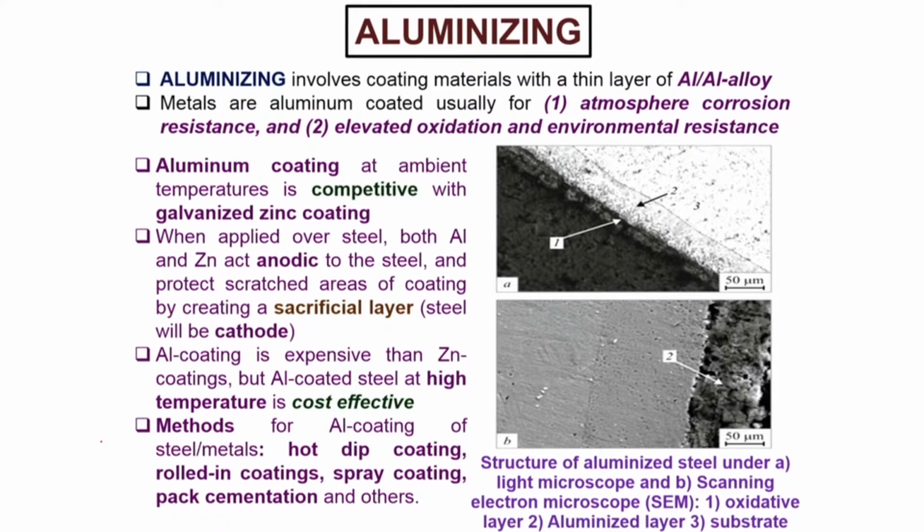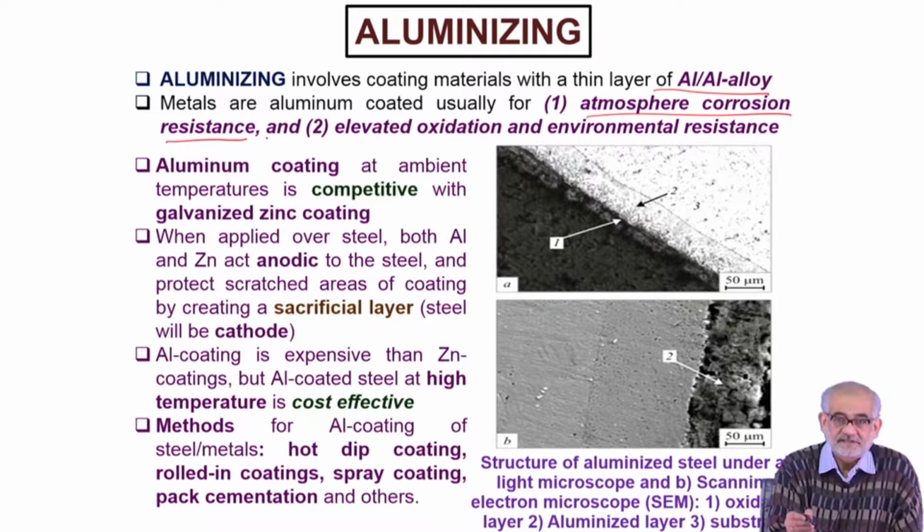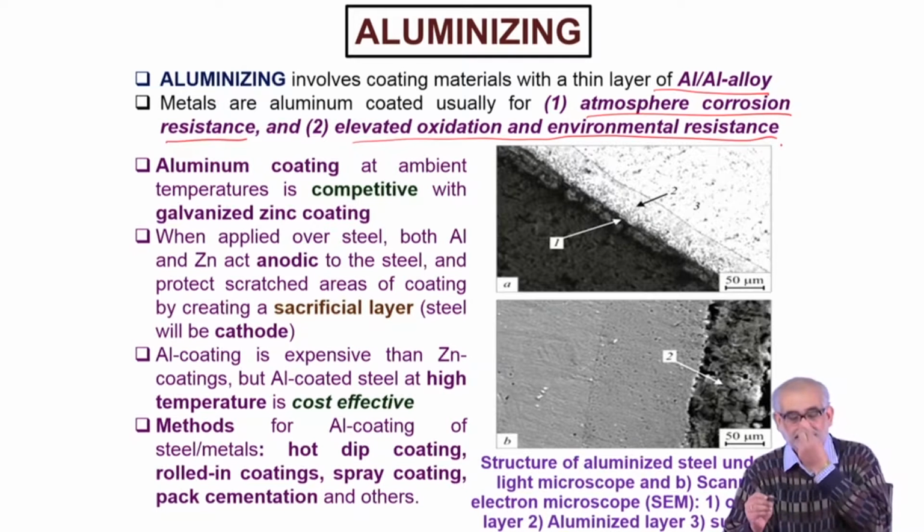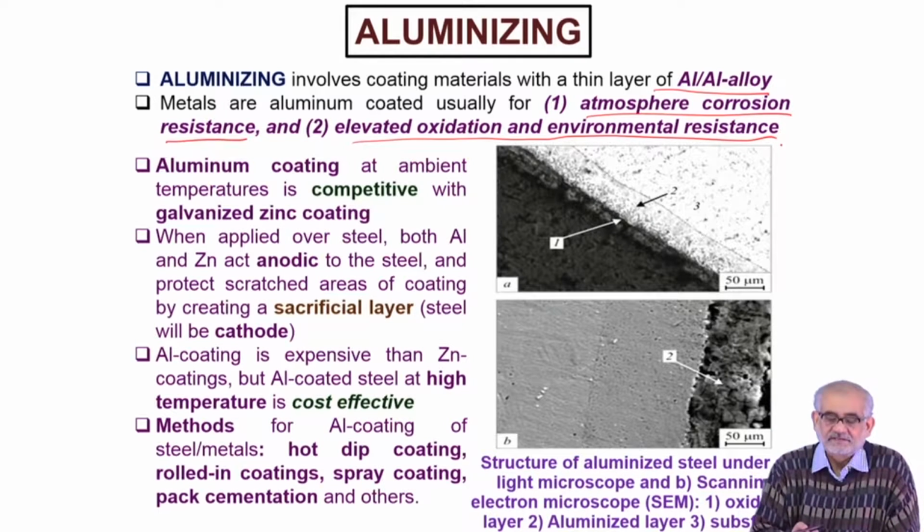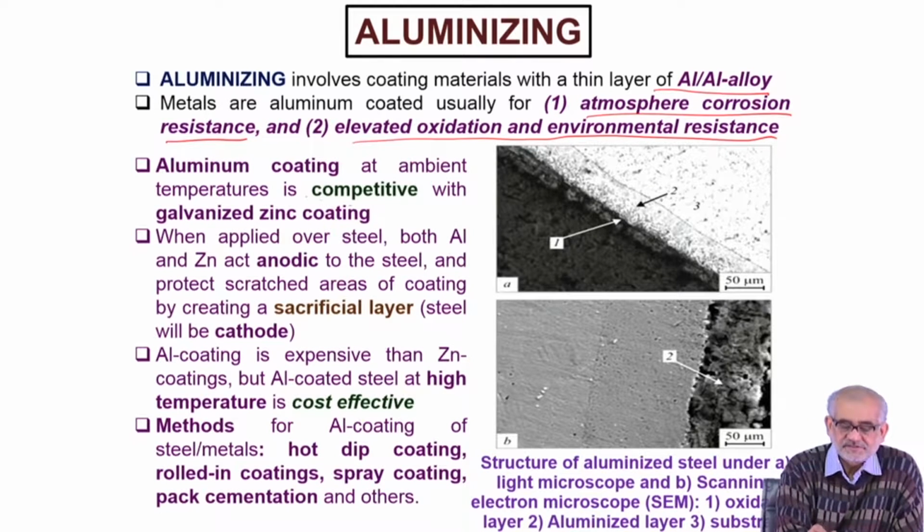So, aluminizing, as the name suggests, actually creates a thin aluminum rich or aluminum alloy rich layer. The entire purpose is twofold. One is atmospheric corrosion resistance, not necessarily at high temperature, including at room temperature, and also resistance against high temperature oxidation and environmental degradation. This process is very much competitive and comparable with the so-called zinc coating on steel.